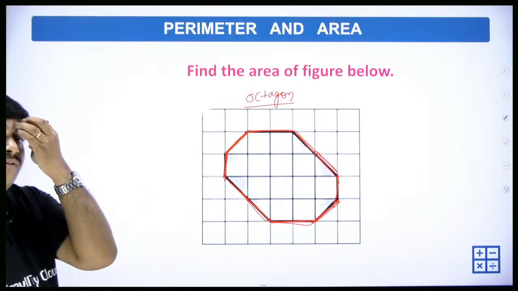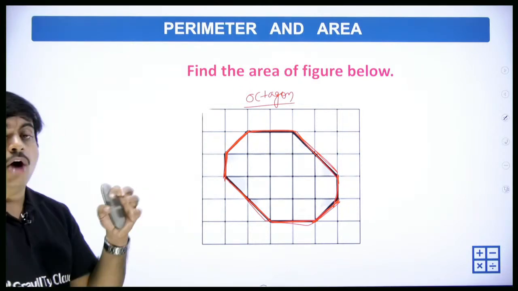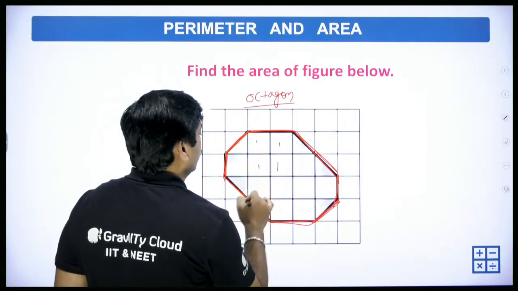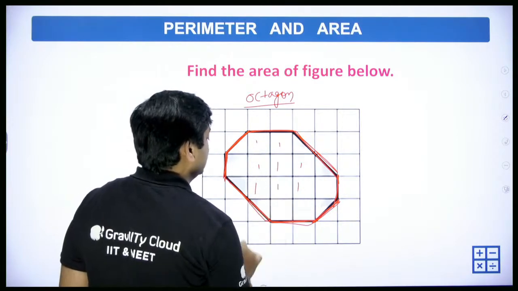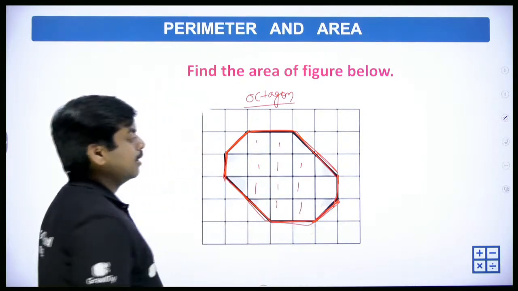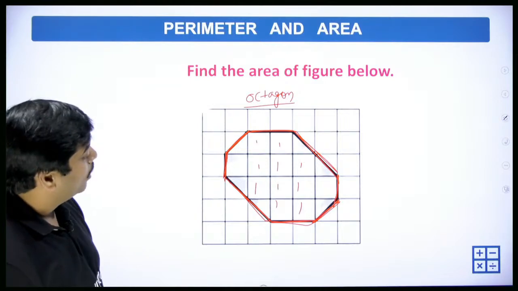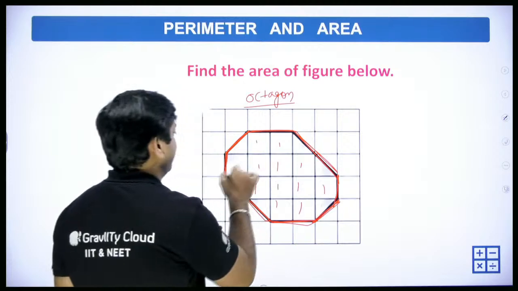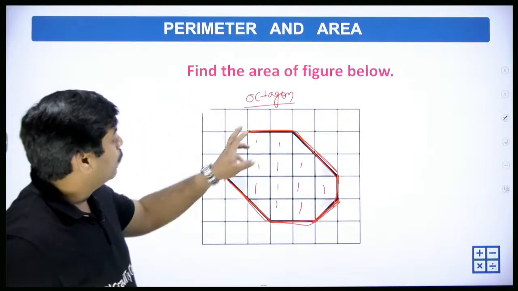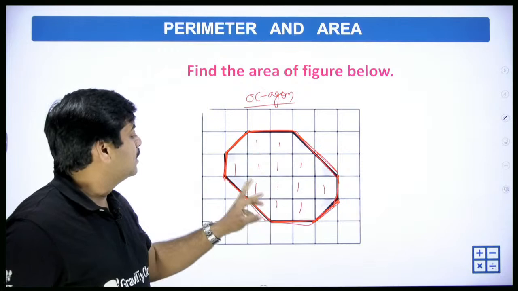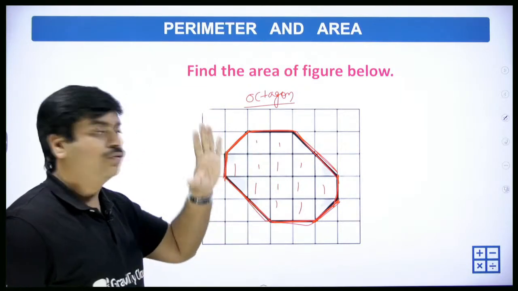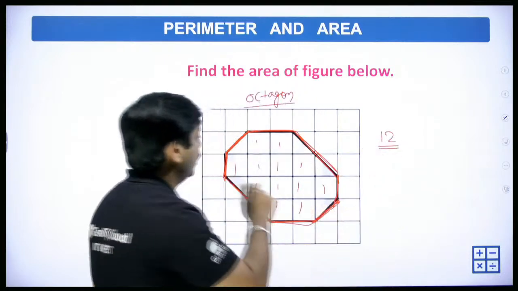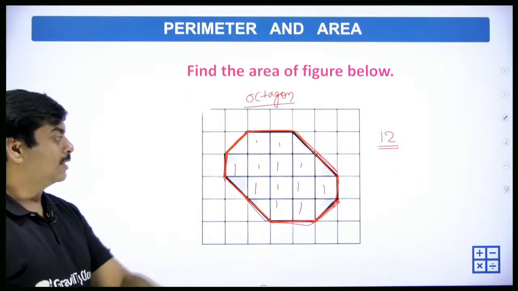Now to find the area, first of all, find how many perfect squares are available. 1, 2, 3, 4, 5, 6, 7, 8, 9, 10. Anything else more? Maybe this one also, maybe 11. Okay, we don't have any part here. This is also a part here. So 1, 2, 3, 4, 5, 6, 7, 8, 9, 10, and 11, 12. So till here we got 12 square units.